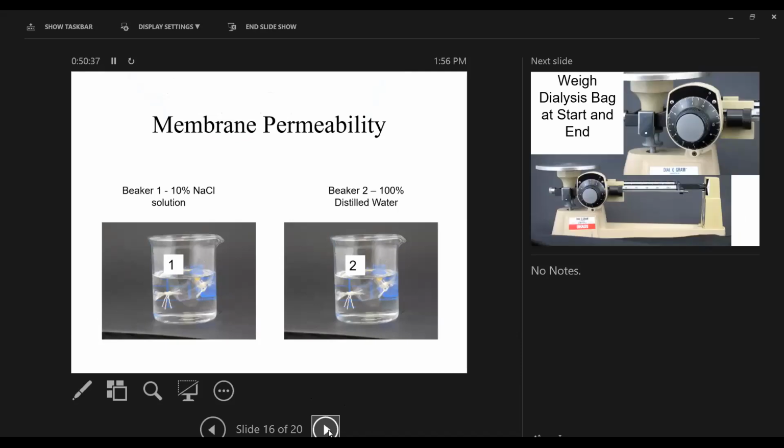Don't do that, don't do that. And this is what I was talking about. These dialysis bags.